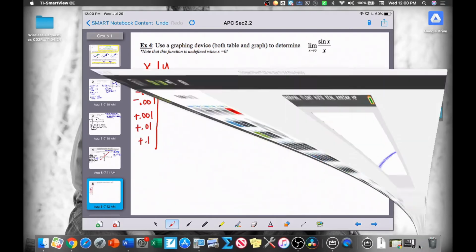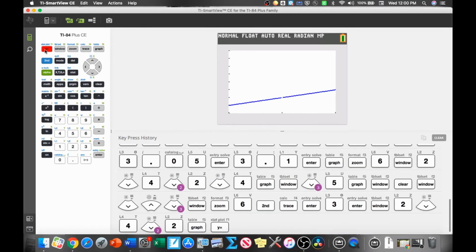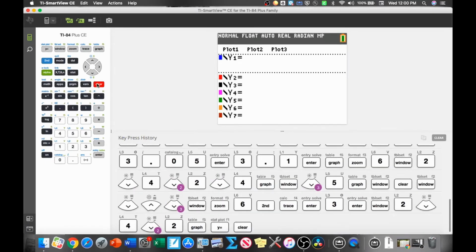So let's go back to our calculator. Let's go to our y equals. We'll clear out the old function. We'll enter in the new function, which is sine x. Make sure you close that parenthesis, divided by x. Okay, now we need to make sure that we're in radian mode. I can see right here the word radian, so I know that I'm in radian mode.